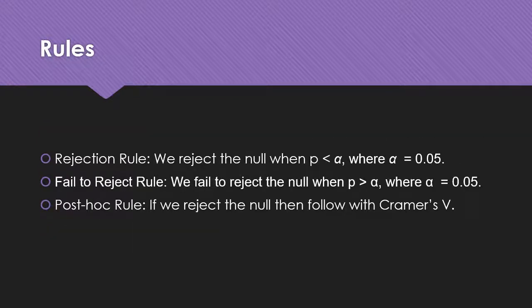We will apply the following rules as part of this presentation. We will reject the null hypothesis when P is less than alpha, where alpha is 0.05. We also have a failure to reject rule, and we will fail to reject the null hypothesis when P is greater than alpha, where alpha is 0.05. And of note, if we reject the null, then we will follow up with Cramer's V to see what the strength is of the relationship.